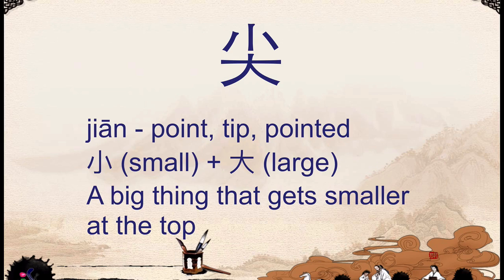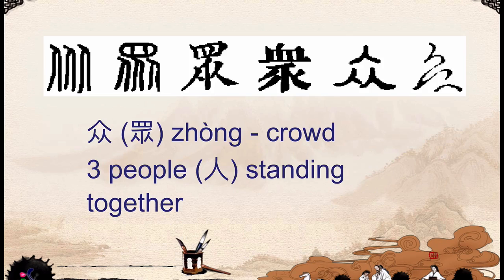Another character 尖 means point or pointed or a tip. And this is a combination of 2 characters, small and large. Small at the top and the character for large at the bottom. And this character represents a big thing that gets smaller at the top. 尖. Another example, 重. So here are some different versions of this character in different fonts and at different times. So 重 means crowd. You can see the original version of this character in the brackets at the bottom. And the simplified version of the character now is 3 people standing together. And this represents crowd.